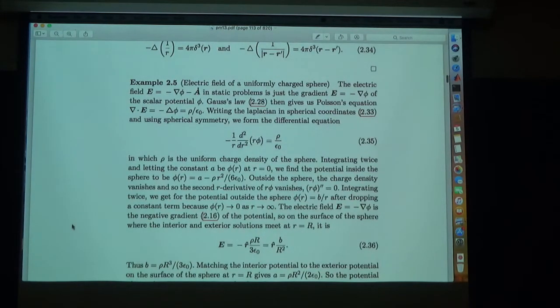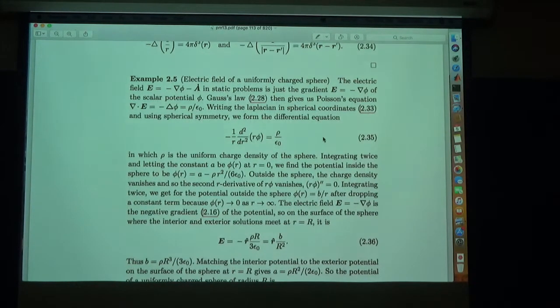Then in spherical coordinates, if we have a uniformly charged sphere, we don't have to worry about derivatives with respect to theta or phi, so the Laplacian collapses in spherical coordinates to this very simple expression. And here, even better, rho is the uniform charge density. So what we do is multiply both sides by r, integrate twice, and set a constant A to be the value of phi at the origin. And we find the potential inside the sphere to be A minus rho r squared over 6 epsilon 0.